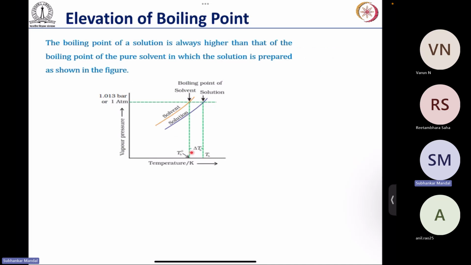Now elevation of the boiling point also. So let me drink a little bit of water.